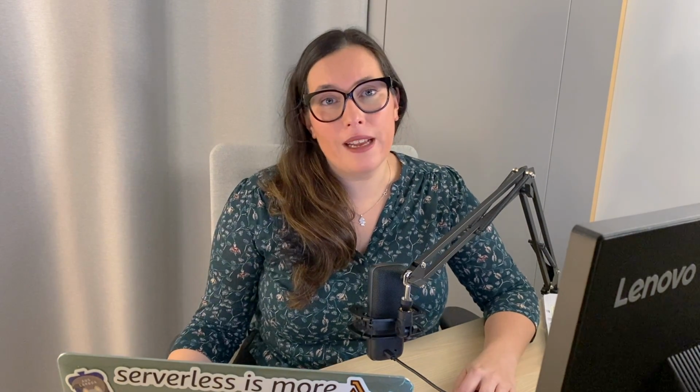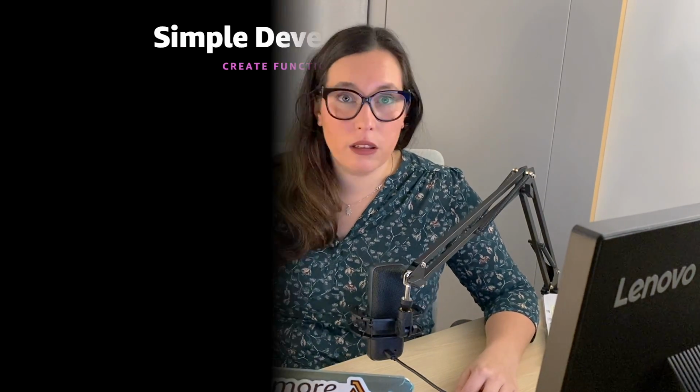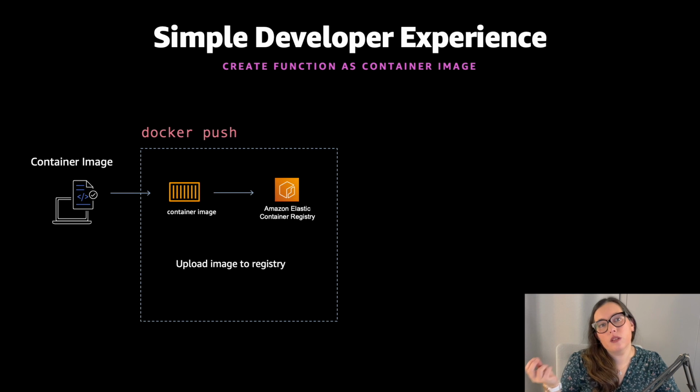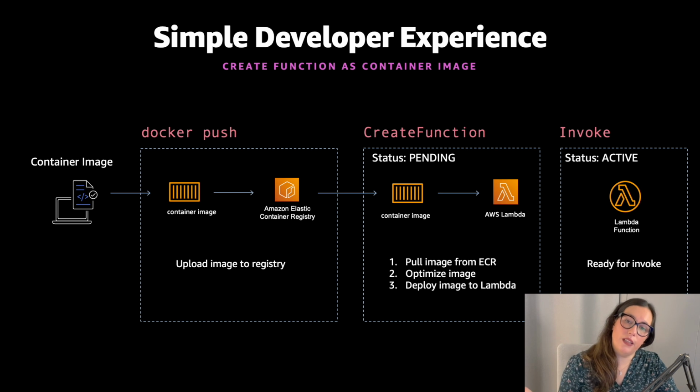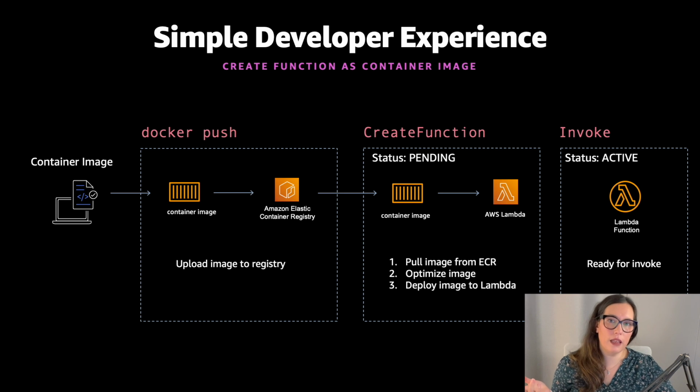Before, when we had zip files, this didn't happen. We basically went from deploying to active. However, now we have a new stage that is called pending. So basically, you have your container image in the Elastic Container Repository, and then you are going to create your function. And while that function is being created, it is in a pending state. And during that pending state, the Lambda platform is doing optimizations in that image that you are attaching to the function in order to be able to distribute it around the world in a faster and simpler manner.